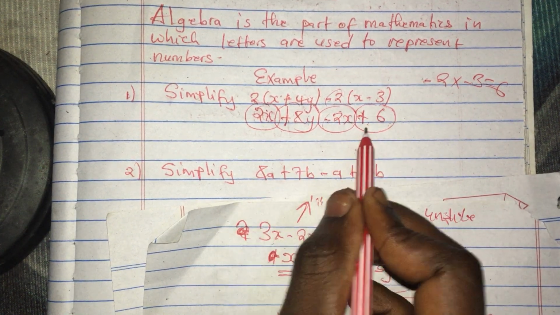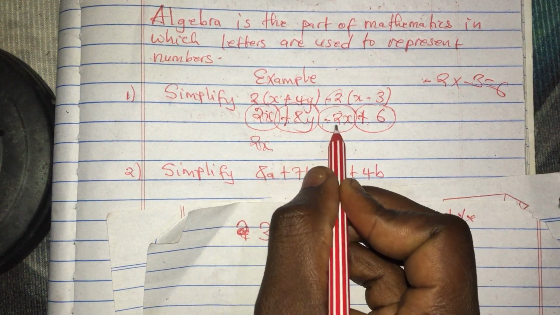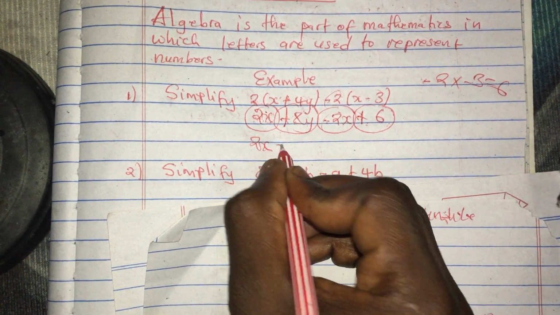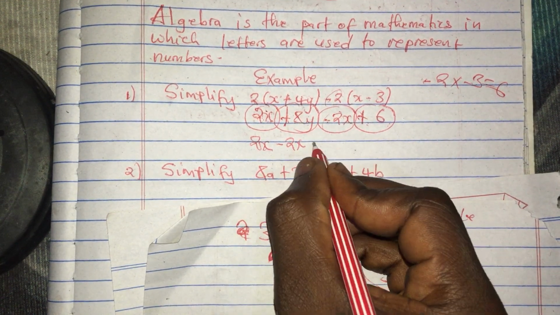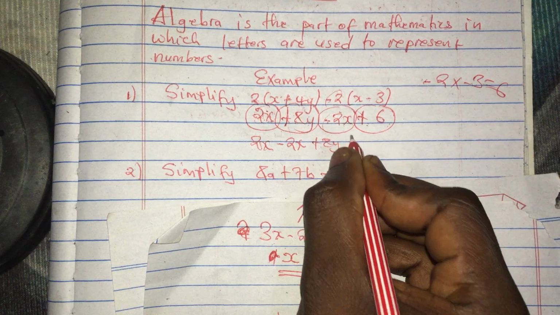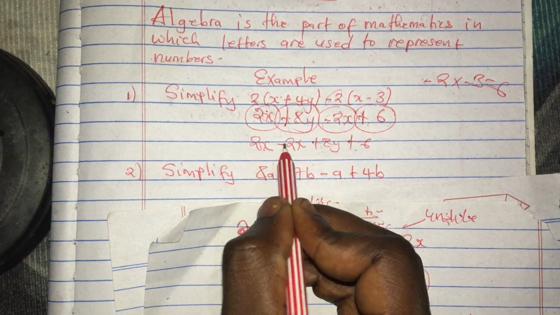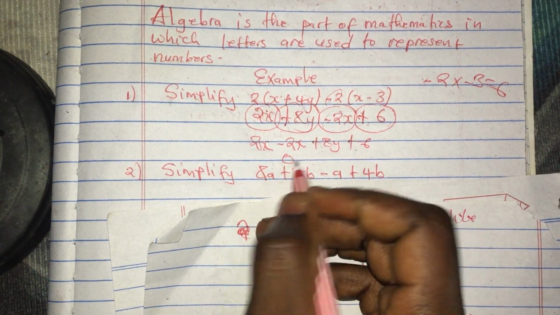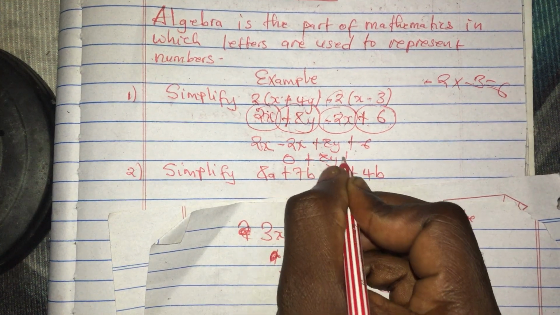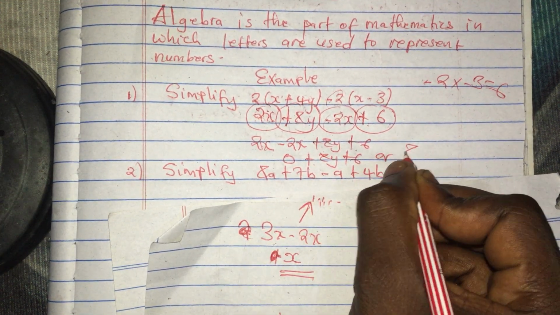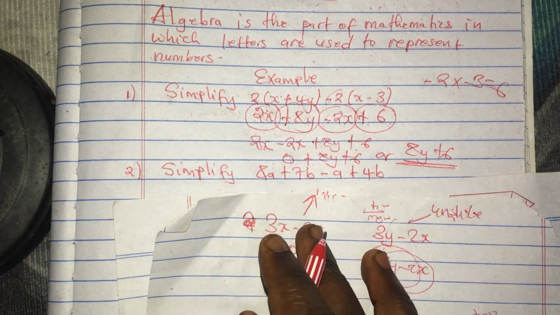All right, you have seen what I've done. So this is 2x, I'm going to write 2x. Then this is minus 2x, and this is plus 8y, then plus 6. So these are like terms. You have seen, so it's 2 minus 2, which is what? It's 0. So we place 8y plus 6. This is the answer.